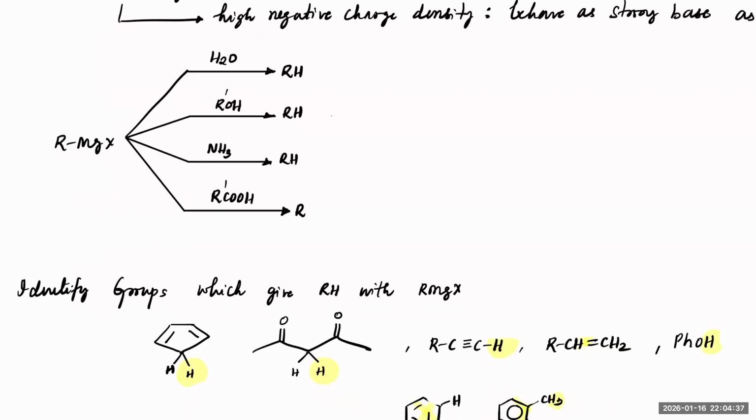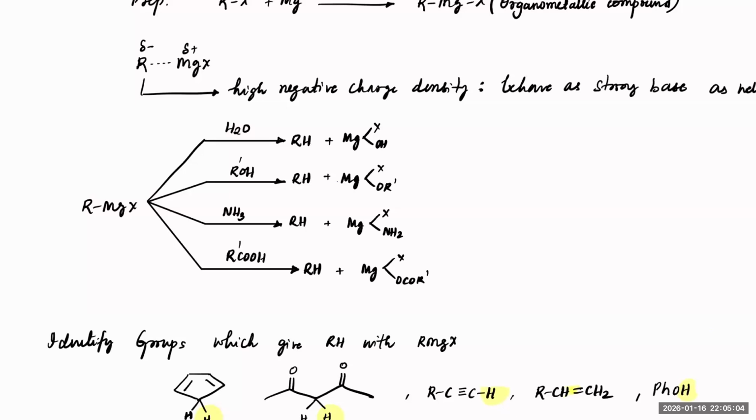From acids, it can pull off. It can get RH. What is this side product we have? Mg(X)OH, Mg(X)OR', plus Mg(X)NH2, plus Mg(X)OCOR'. These are all the products you can get.